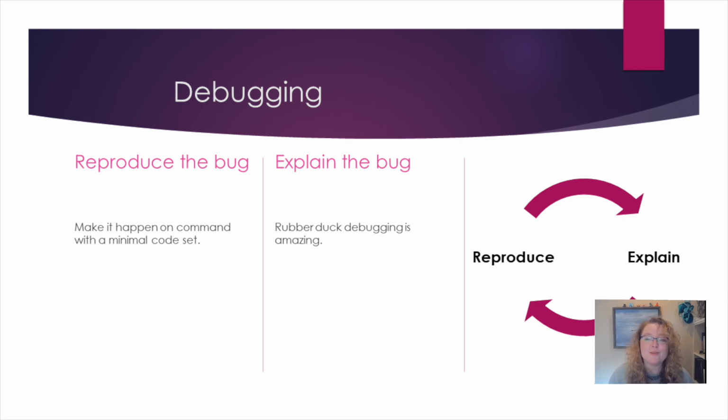Explaining the bug helps you understand it better and helps you see the disconnect between what you intend to do and what is actually happening. It's more of a thinky type of action than the typey type of action that goes into reproducing the bug.